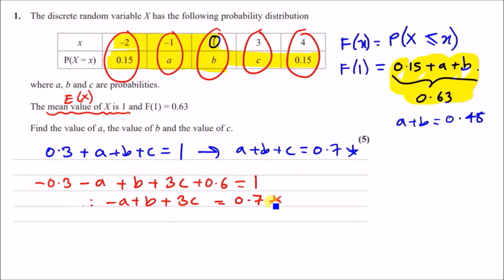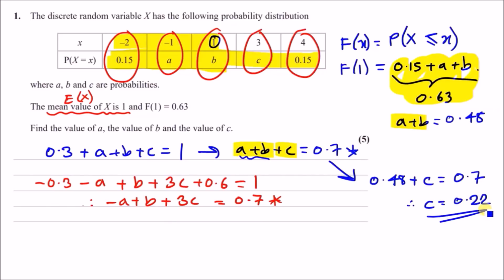There are some tricks here. The first trick you should spot is that a plus b is 0.48. If you look at the mean equation, we have a plus b and a c. So we can replace this a plus b with 0.48, and this equation becomes 0.48 plus c equals 0.7. This is easy to solve now. Subtract 0.48 across and you're left with c equals 0.22. That's one done. Now that c is done, we can work out a and b.